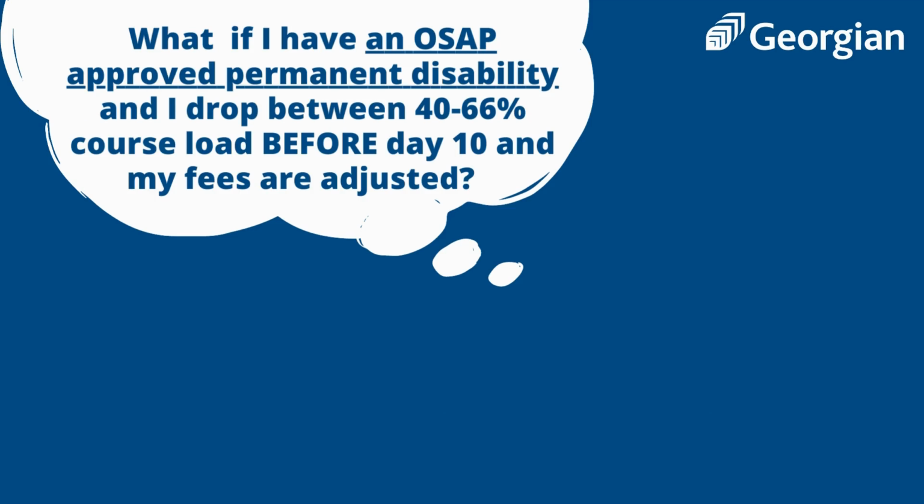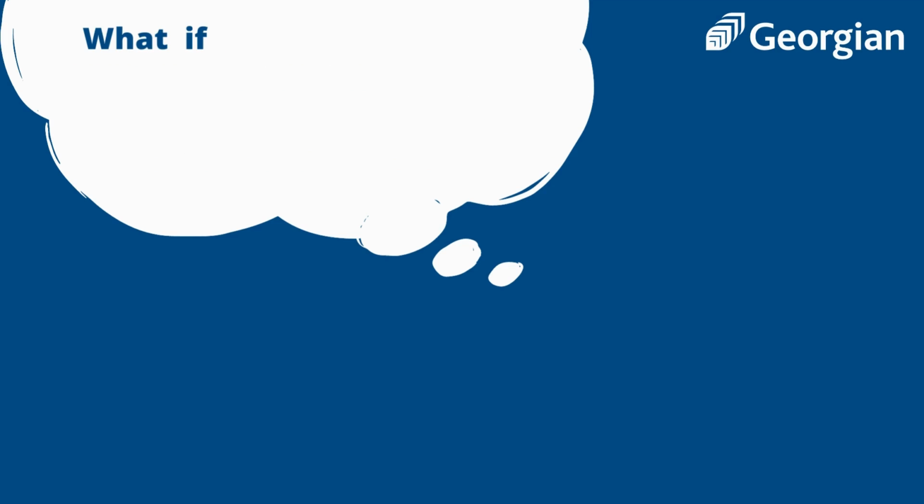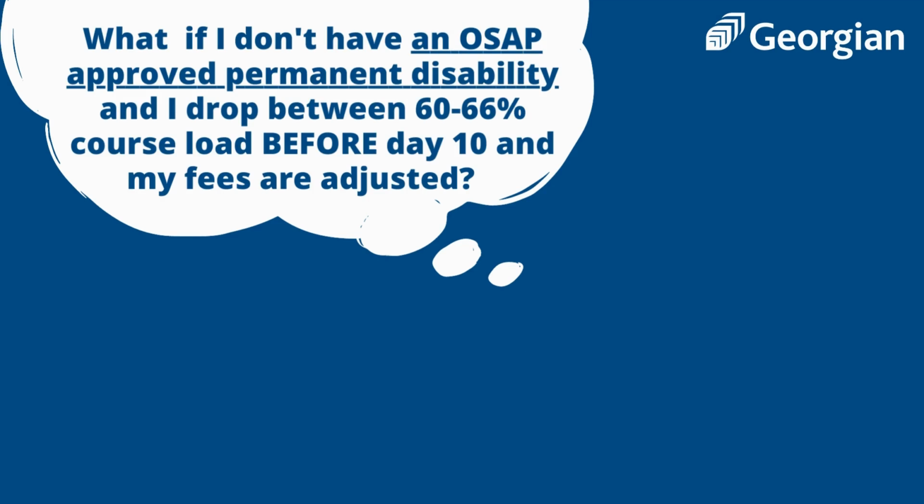What if I have an OSAP approved permanent disability and I drop between 40 to 66% course load before Day 10 and my fees are adjusted? Impact. What if I don't have an OSAP approved permanent disability and I drop between 60 to 66% course load before Day 10 and my fees are adjusted?